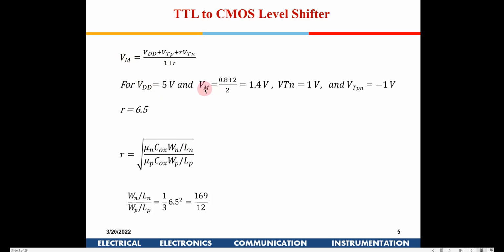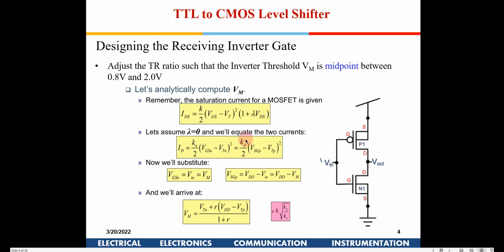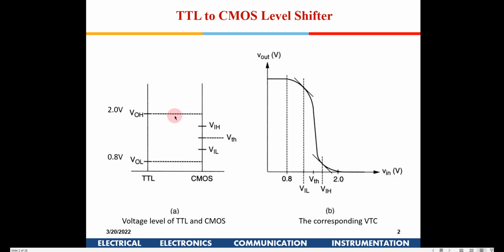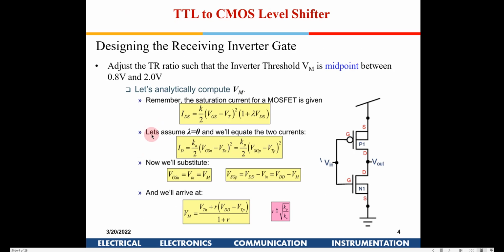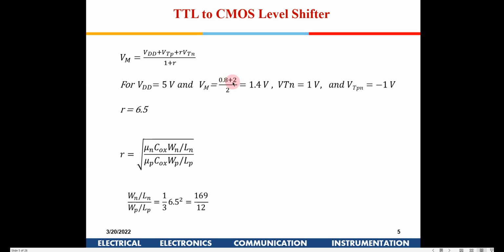Now in this particular example, we are not interested in keeping Vm as VDD by 2, but we are interested in keeping Vm at 1.4 volt. And where did this 1.4 volt come from? It comes from the TTL requirement. This is 0.8 and 2 volt here, so we want to keep a threshold voltage in between. That is the reason I have taken 0.8 plus 2 by 2, the average, 1.4 volt. So this becomes Vm now.